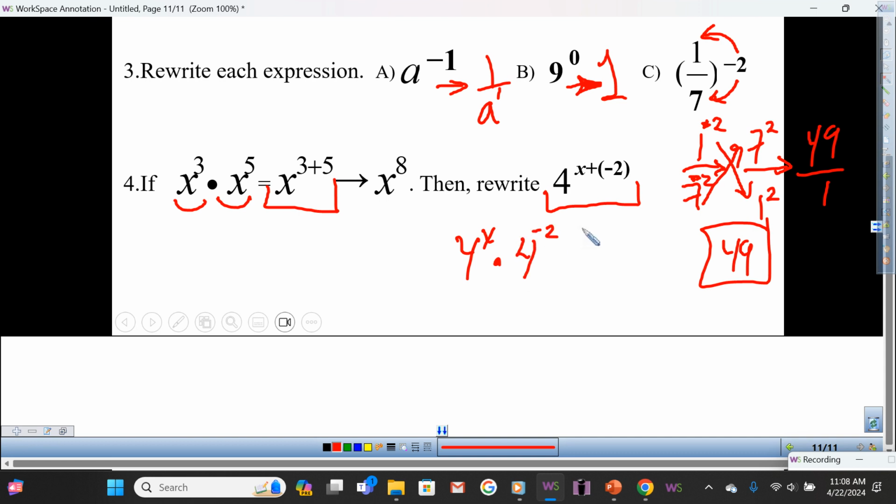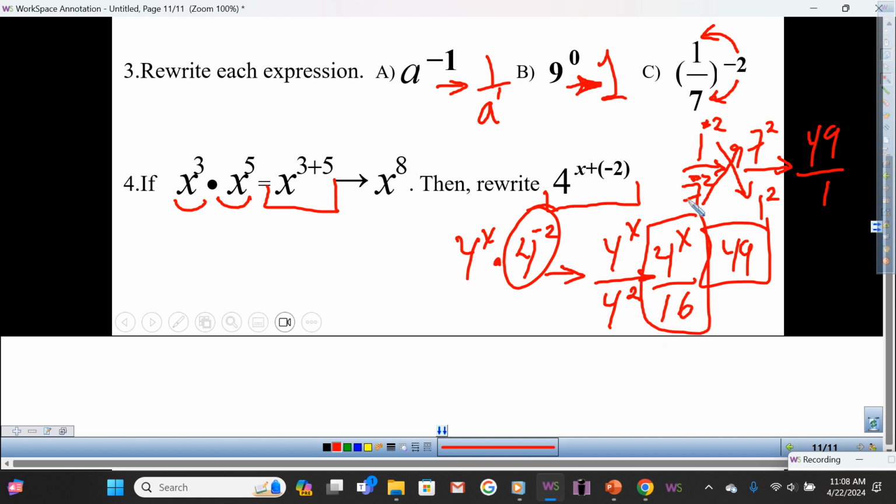To the negative 2. Yes, that is correct. However, can we have a negative exponent, everyone? No, so we leave 4 to the x power over 4 to the positive 2. And if we simplify a little further, this is 4 to the x over 4 to the second, which is 16. We good, yeah?